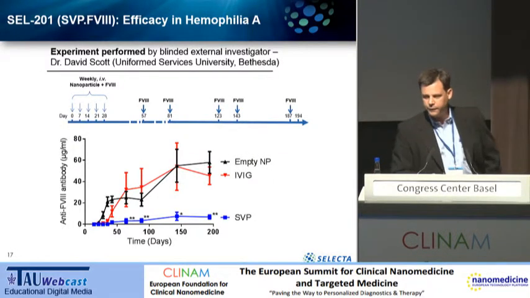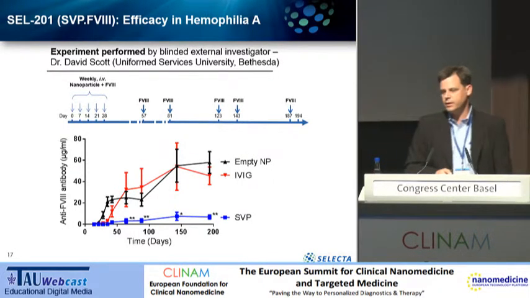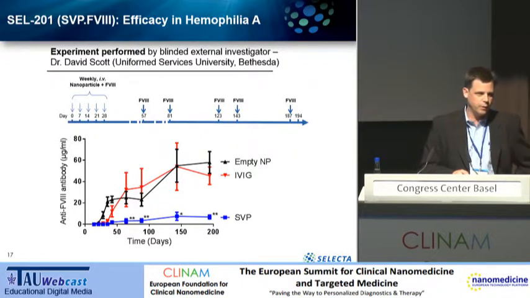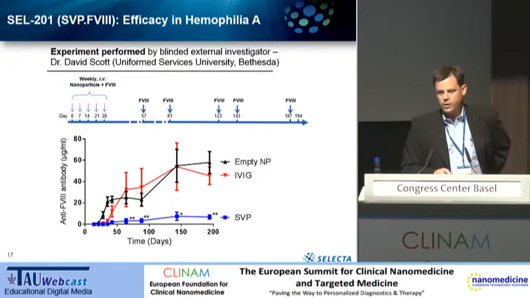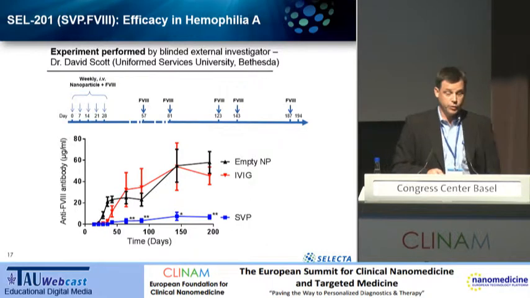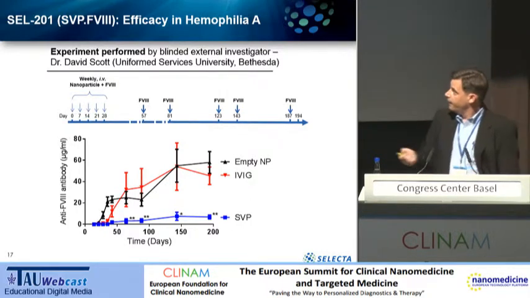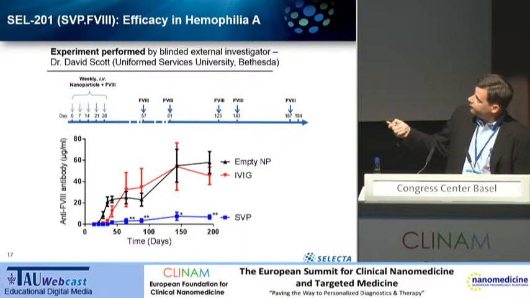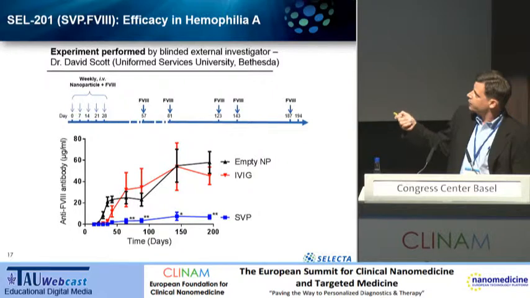So let's talk about hemophilia. So they're hemophilic mice. We did this in collaboration with Dr. David Scott, who's at Uniformed Services University, an expert not only in hemophilia but also in immune tolerance for hemophilia. And what we do here is we give, for the first 5 doses, the nanoparticle treatment plus their factor VIII. And then they get factor VIII on the regular schedule that he has for the animals.